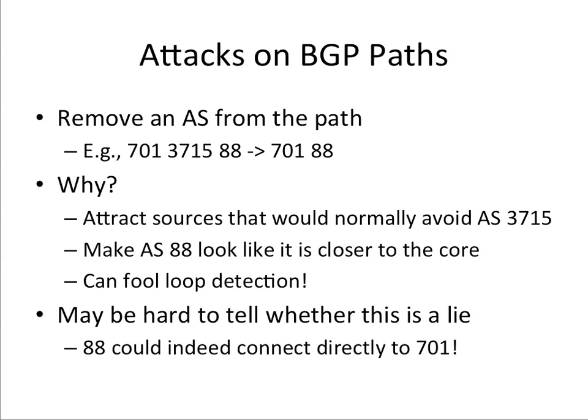How can you tell if this is a lie? Let's say you received an advertisement saying, okay, 701, 88. That's a lie, right? The actual route goes through 3715. So you got this advertisement. It's a lie. How can you tell if it is a lie? Traceroute. You might be able to do traceroute, but even there are ways to get around it. You can modify these packets, right? Even the traceroute packets.